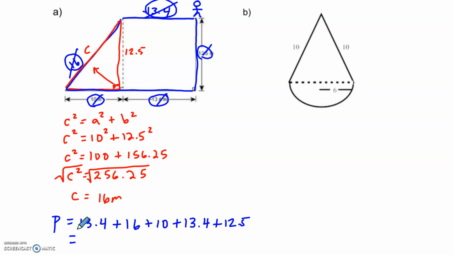So 13.4 plus 16 plus 10 plus 13.4 again, plus 12.5, and we get 65.3 meters. Remember, the units are just meters because it's just a distance around the edge, a linear distance. All right, let's look at our next question.